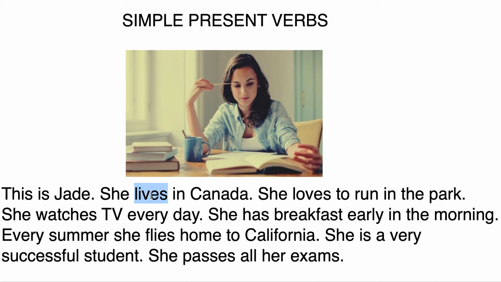Now, you will notice here, she lives. This is called a conjugation. The verb changes according to the person we use. She lives in Canada. She loves to run in the park. She watches. She has. Every summer she flies home to California. She is a very successful student. She passes all her exams.